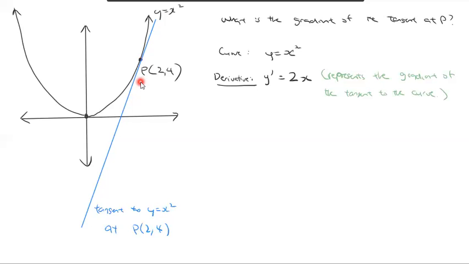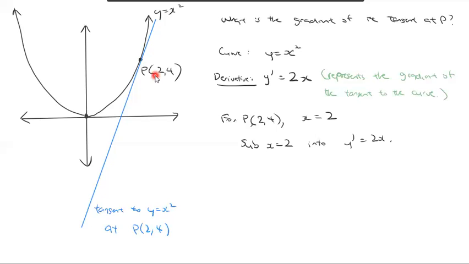Because we're interested in the point P, do we know the x coordinate of P? Yes, we do. The x coordinate is 2. So here, we now focus on P. For P at (2, 4), the x coordinate equals 2. Does that make sense? So then we would sub x equals 2 into the derivative.